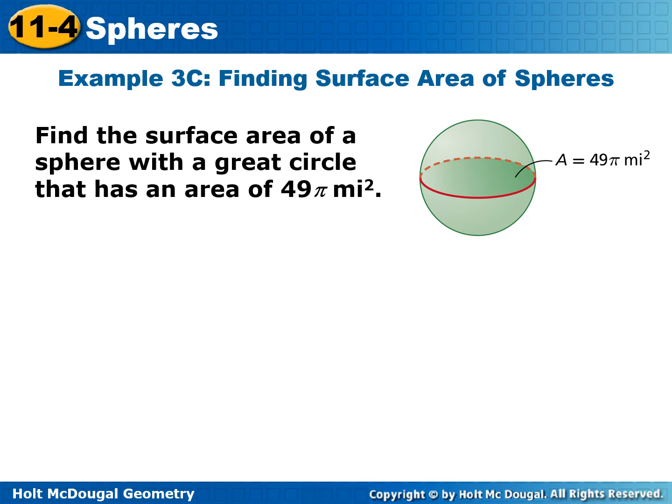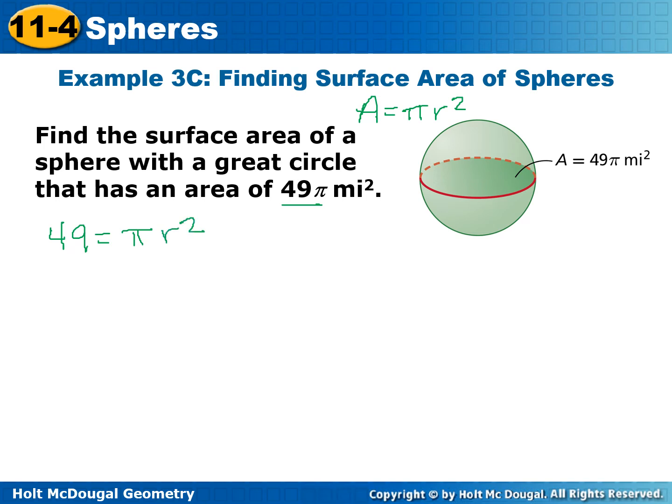This next example poses the question, what is the surface area of a sphere? And then they don't give you the volume, the radius, or the diameter. They give you the area of the great circle, which is 49 pi. The area of a circle, remember, is pi r squared. So 49 pi is equal to pi r squared.